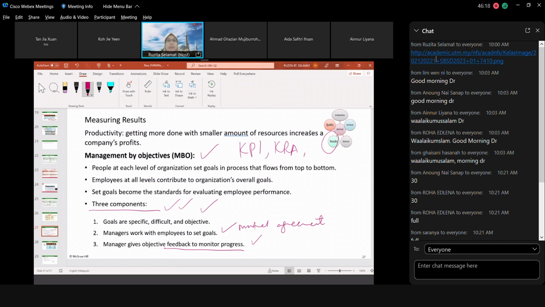Especially if we make a mistake, then it will be a loss for the employees at the end of the day, bila mereka tak dapat performance yang baik, disebabkan nobody tells him or her that what he or she is doing is not in the right path, on the right track. Okay, so that's measuring result.